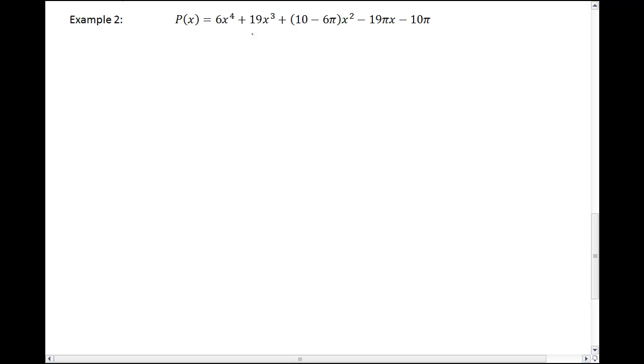Now here's something to think about. If I tell you that x minus radical pi is a factor, then you'll come back and tell me, sure, it's a factor, because p of radical pi equals 0. That makes sense. And then if I said, how would we check?